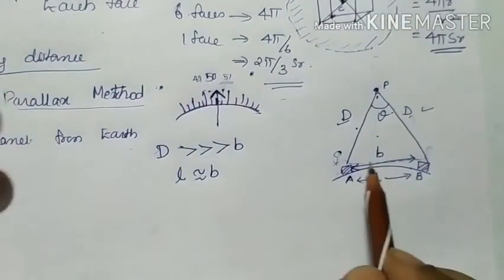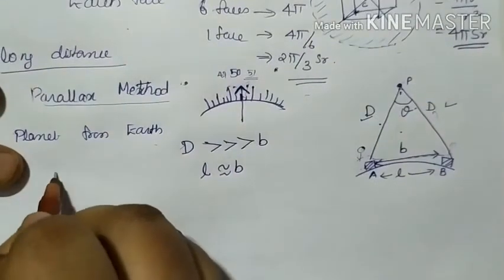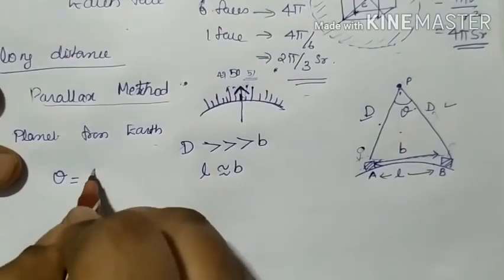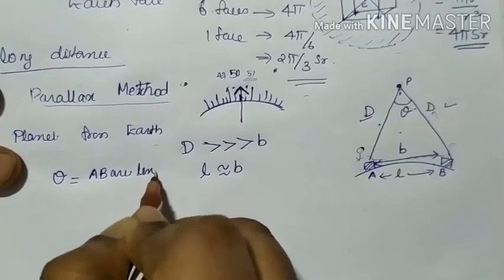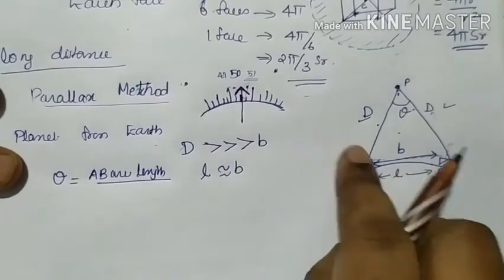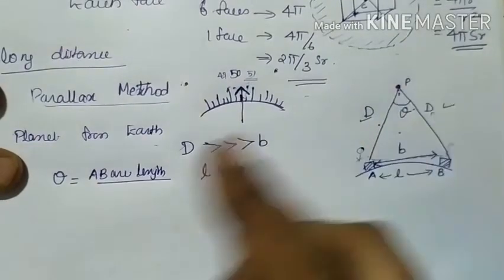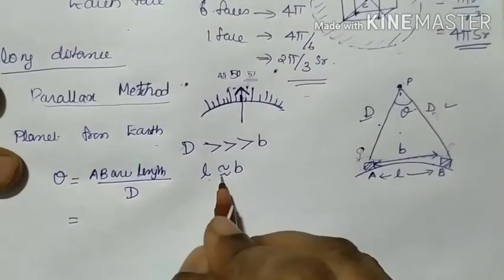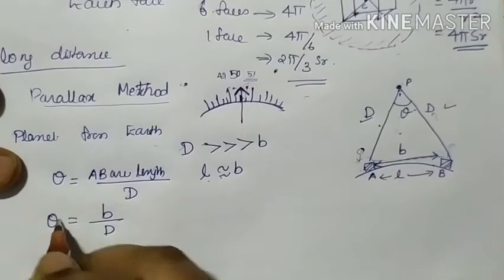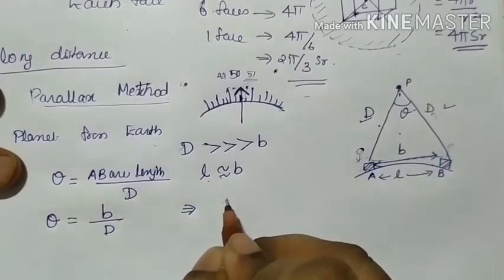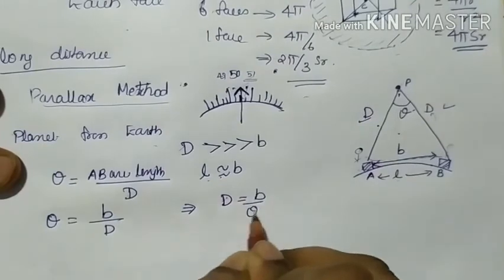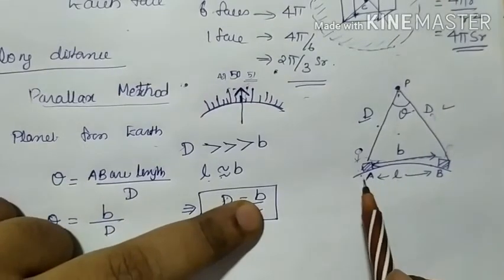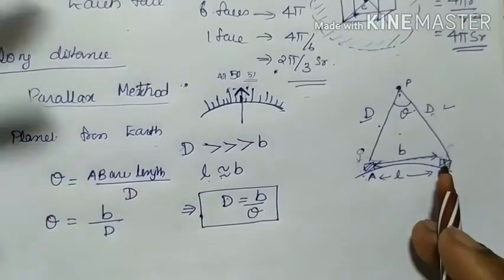Now I can assume this as a simple case. I hope you remember the equation for angle subtended: theta is equal to arc length by radius. What is the arc length here? The arc AB. If this had been a part of a circle, this D becomes the radius. Now the arc length AB, which is l, is equivalent to b. So I can write b divided by D is equal to theta, or D is equal to b by theta. So what is b? That is the distance between the two observatories, which you can easily calculate.